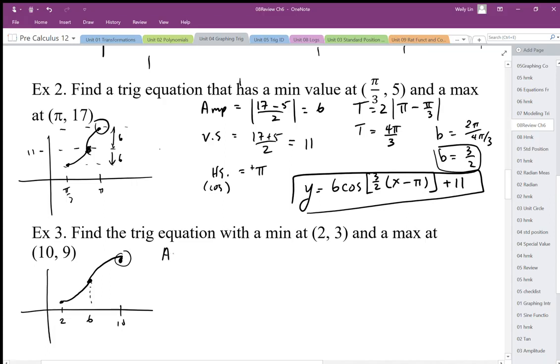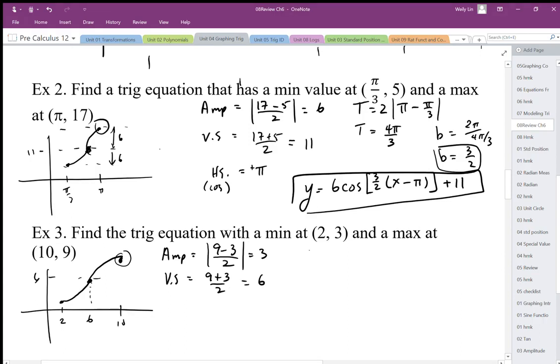So again, I want to find my amplitude. I look at the y coordinates. I want to subtract the y coordinates. I want half that distance. So my amplitude is going to be 3. My vertical shift is going to be the average position, so I need to add. So that's going to be at 6.